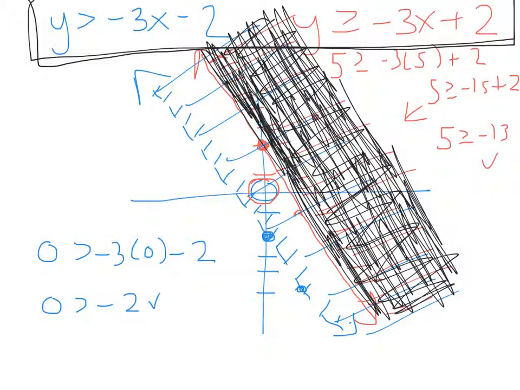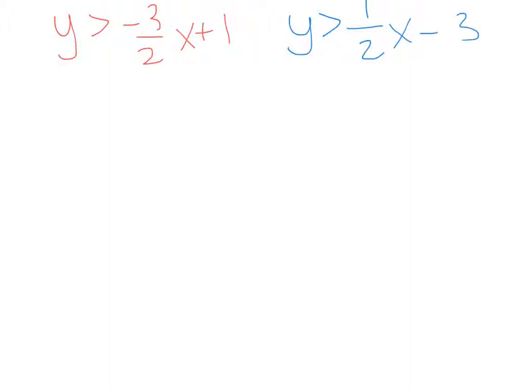All right, I'm going to do one more with you. I'm going to do number 4. So again, I'll do this in 2 different colors. So the first inequality is y is greater than -3/2 x plus 1. And the other one is y is greater than 1/2 x minus 3.